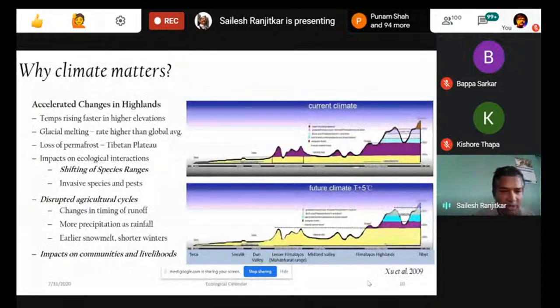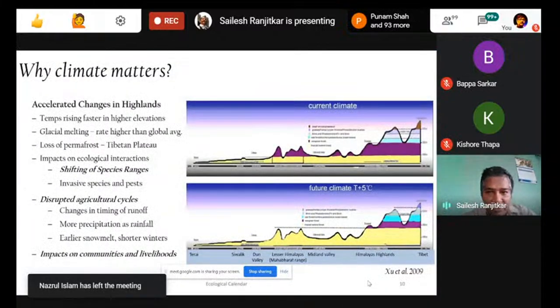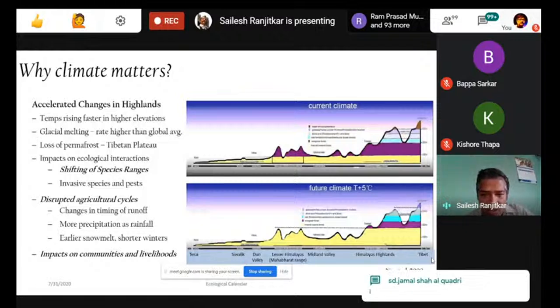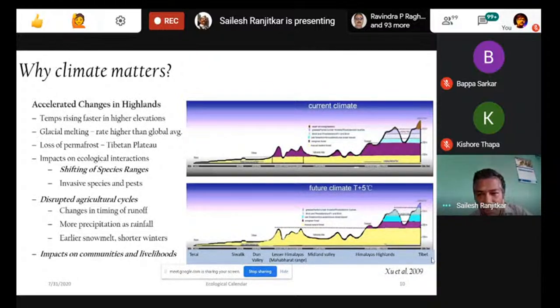So now I am talking about the impact of climate change. You can see this publication from my boss, Jian Chishu, which talks about how vegetation shifts because of changing climate. When we projected around 5 degrees centigrade warmer than the current climate, this is how vegetation will shift in central Himalaya. It is a cross-sectional view of it. It will have a big impact on the community and the livelihood.